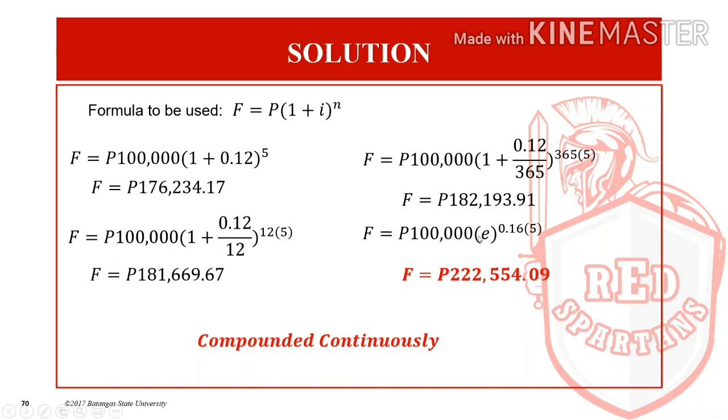Then, for continuously, ang formula natin is F is equal to P multiply sa e raised to Rn, the nominal multiply sa number of years or number of periods. So, yung kanyang accumulated value, 222,554, na meron siyang 122,554.09 na interest. So, ibig sabihin siya yung may highest return interest. Kaya ang sagot natin is compounded continuously. So, always ito kapag meron tayong choices na continuously.